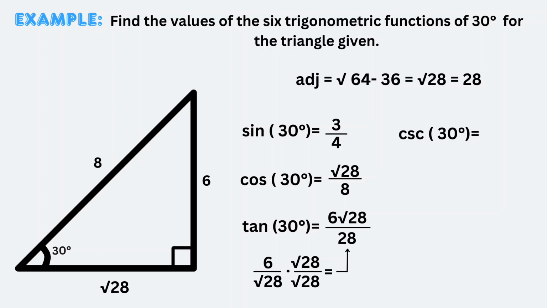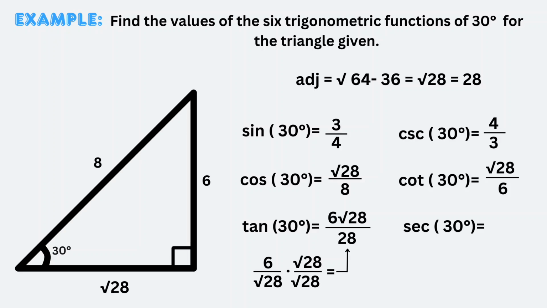Cosecant equals 4 over 3. Cotangent equals square root of 28 over 6. And lastly, secant equals 8 over square root of 28. Same process, we rationalize it. And it becomes 8 square root of 28 over 28. And that's how we find our six trigonometric functions.